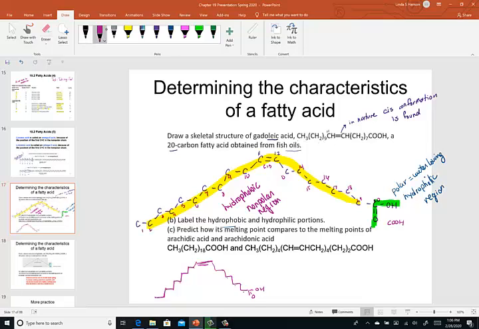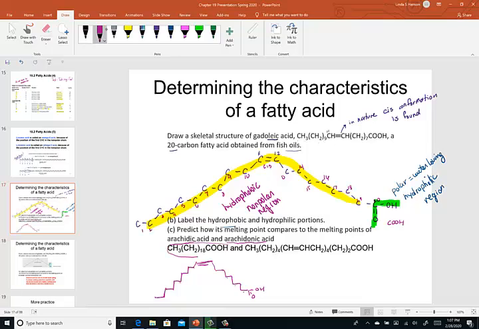So clearly I could see this classified as a lipid. It has a tiny little polar region, but is dominated by the nonpolar carbon tail. Predict how its melting point would compare to the melting points of these other acids, arachidic acid and arachidonic acid. Take your time.